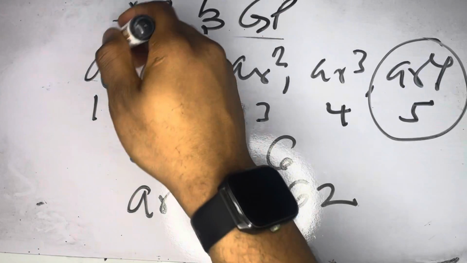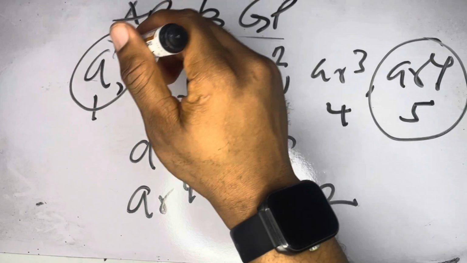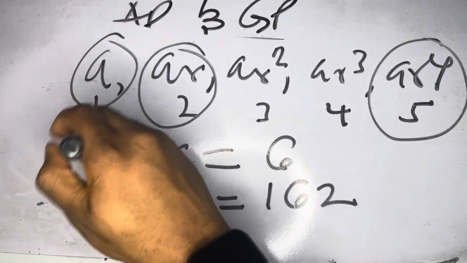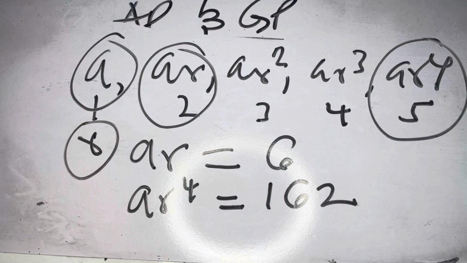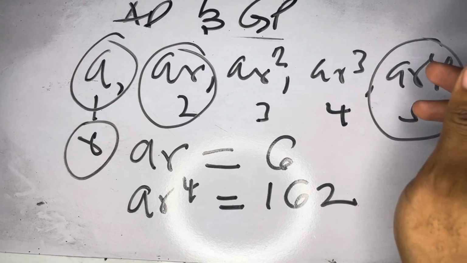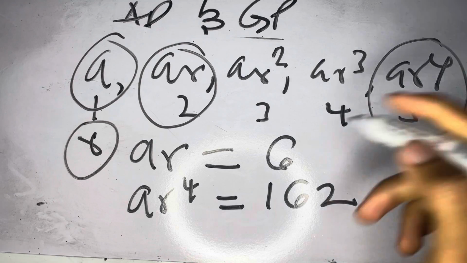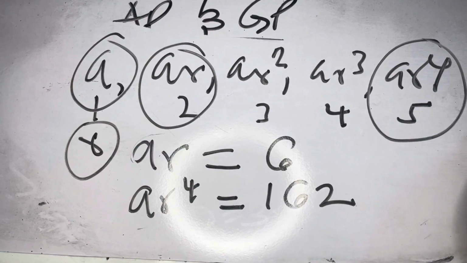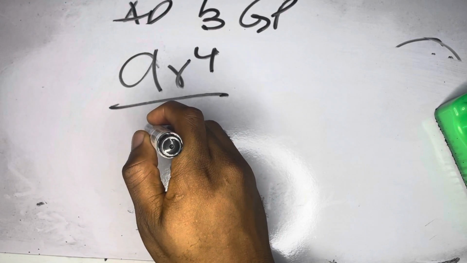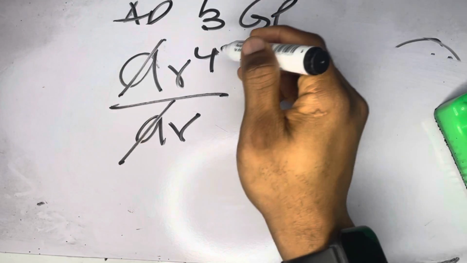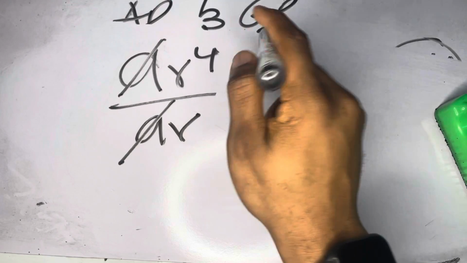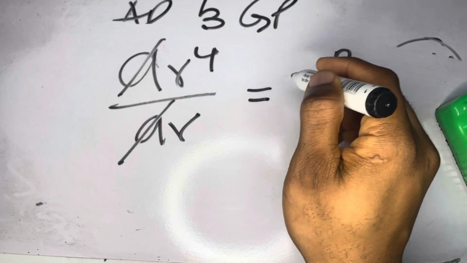And we are told to look for A, that is the first term, and to look for R, which is the common ratio. So how do we go about that? AR is equal to 6, AR raised to power 4 is equal to 162. The first thing we need to do is divide AR raised to power 4 by AR. When we do that, A will cancel A, R will cancel R, but 3 will remain here, so this will be equal to R raised to power 3.